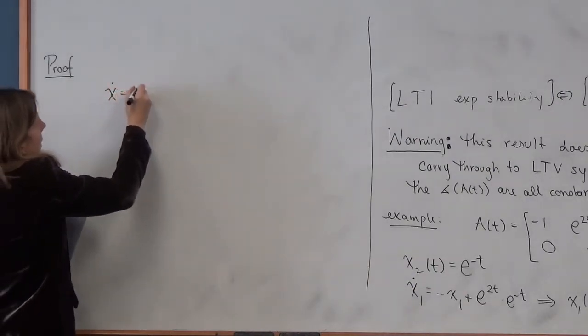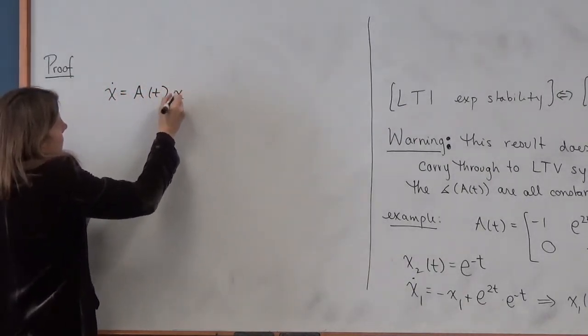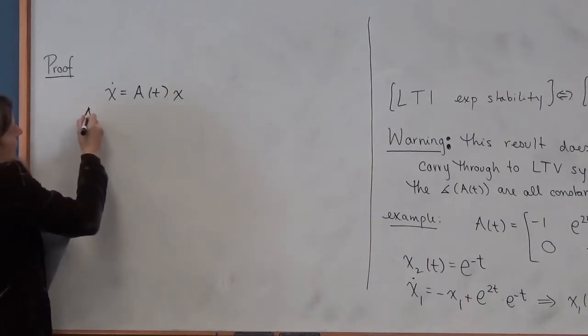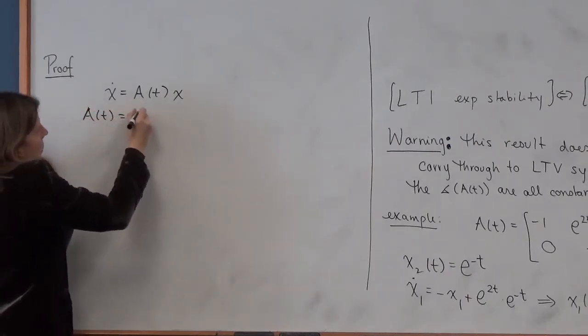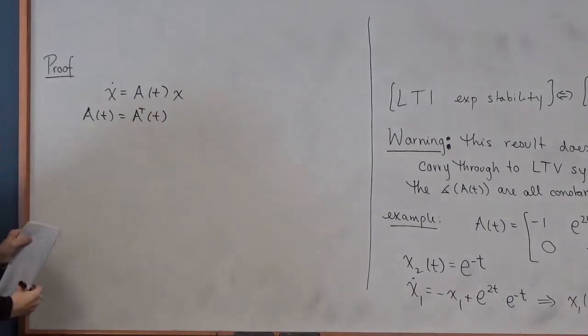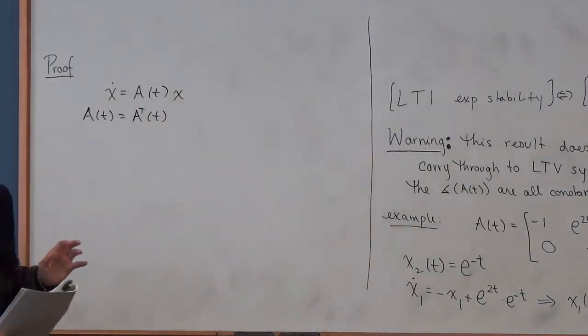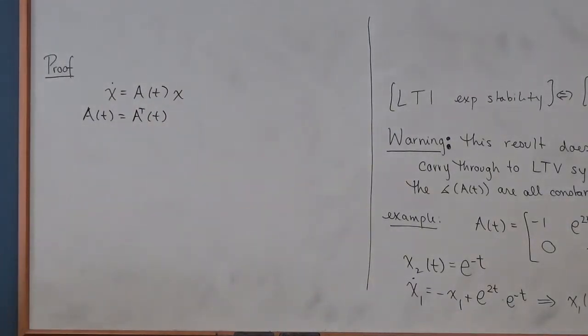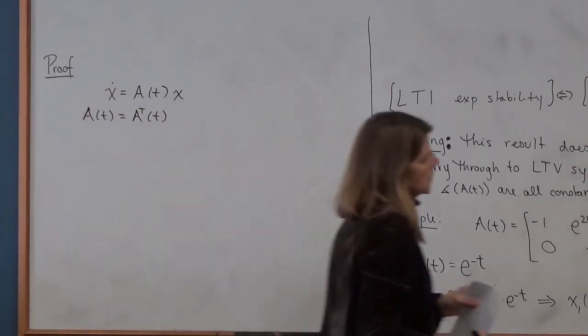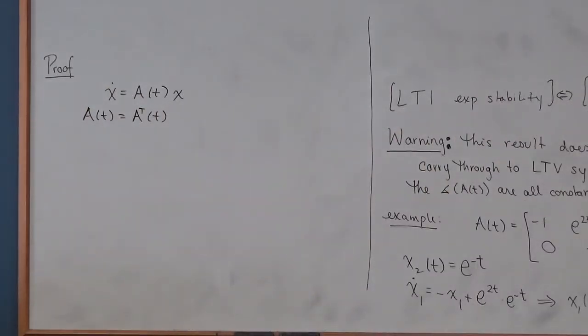So we have x dot is A(t)x, and we know that A(t) is equal to A transpose of t. And we also know that the spectrum of A is to the left of minus mu. Okay, so we're going to prove the stability of this in a little bit of an indirect way. I want to prove exponential stability. So I want to show that the norm of x(t) is bounded by a decaying exponential.